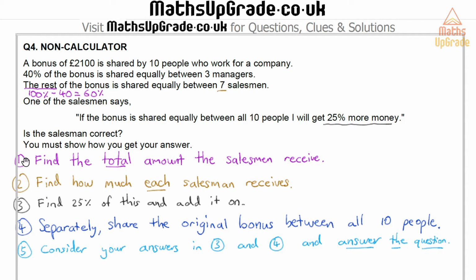So what I'm going to do here, I'm going to find the total amount the salesmen receive first of all. So I'm going to find 60% of 2,100. The next thing I'm going to do is find how much each salesman then receives by dividing the answer for part 1 by 7. The next thing I'm going to do, I'm going to find 25% of that amount and add it on. So now separately after that, I'm going to share that original bonus between all 10 people and compare my 2 answers for part 3 and part 4. And if the answer is the same, then that salesman is correct. If the answer is not the same, then he's obviously incorrect.